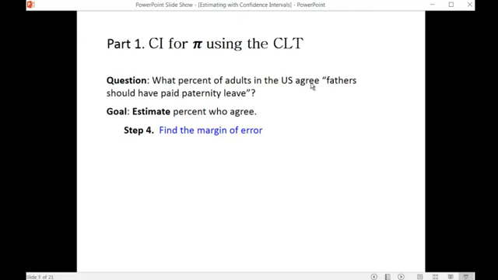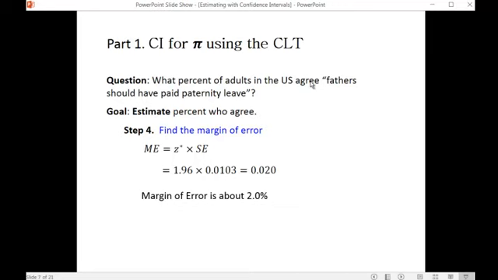The standard error helps us to find the margin of error. So this is step 4, and that is to find the margin of error by multiplying the number of standard deviations times the standard deviation. So 1.96 times the number that we just found in the previous step gives us 0.020. So this tells us, and really this is the most important thing that we're learning here, that the margin of error for the original estimate is about 2%.